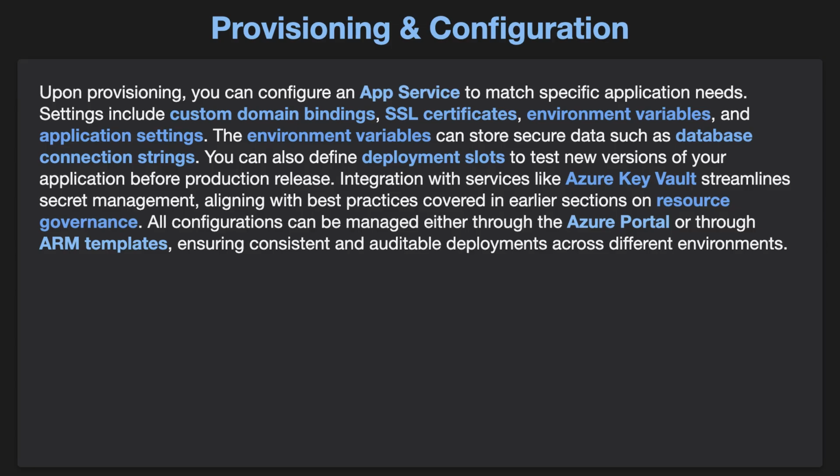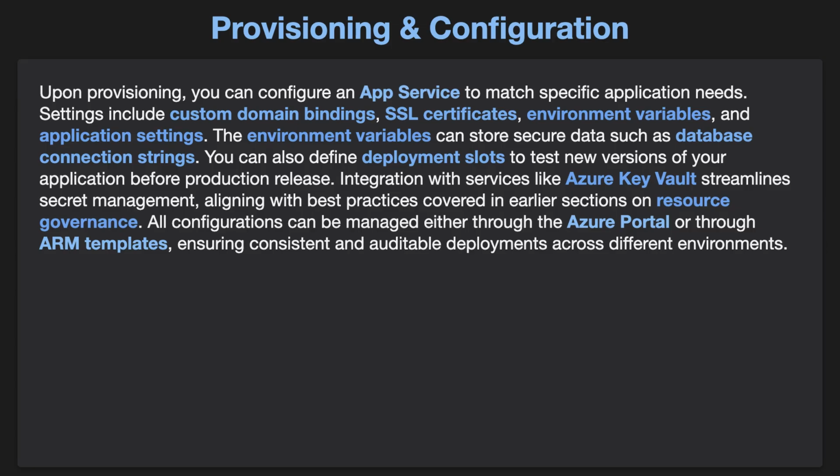Settings include custom domain bindings, SSL certificates, environment variables, and application settings. The environment variables can store secure data, such as database connection strings. You can also define deployment slots to test new versions of your application before production release.